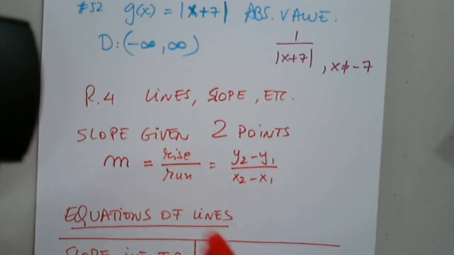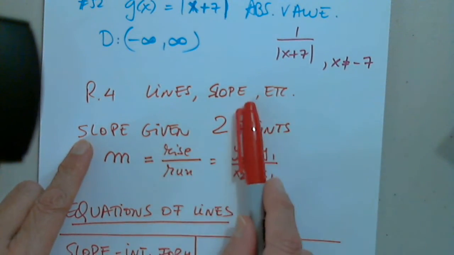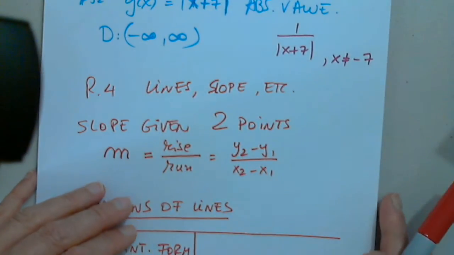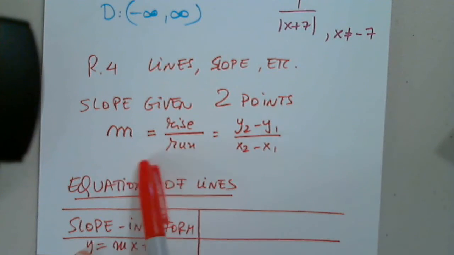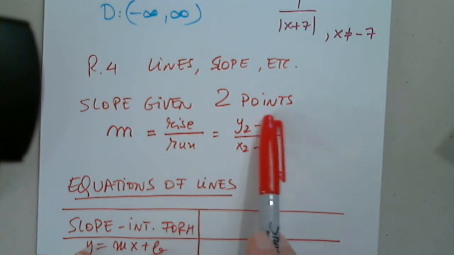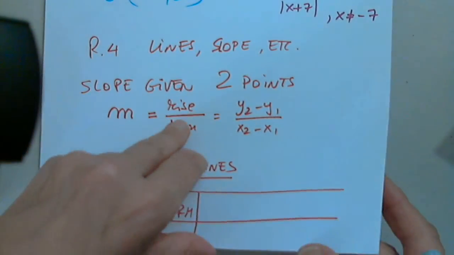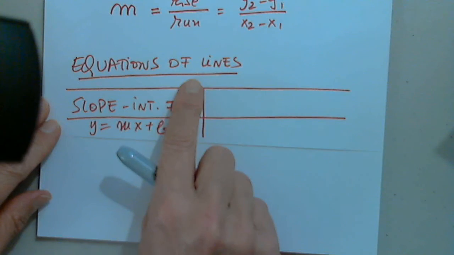So sorry. Okay, so R.4, we're talking about lines, slope, and anything connected to parallel and perpendicular lines, anything connected to lines and their slope. And the slope given 2 points, we discussed this when we looked at the difference quotient. This is not new. Nothing here in these R's is new. Equations of lines, we have two.